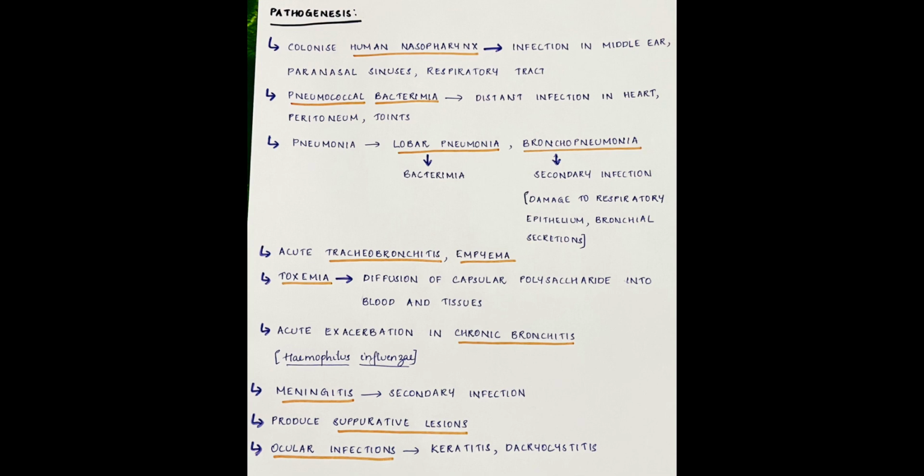And it is also responsible for ocular infections like keratitis and dacryocystitis. So this keratitis is the inflammation of the cornea, and dacryocystitis is the inflammation of the lacrimal sac. This lacrimal sac is a part of the tear drainage system in the eye. Okay.